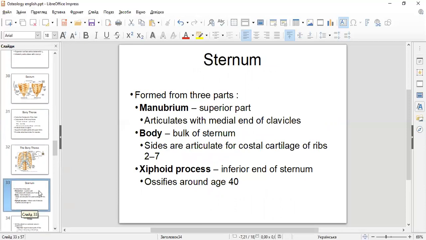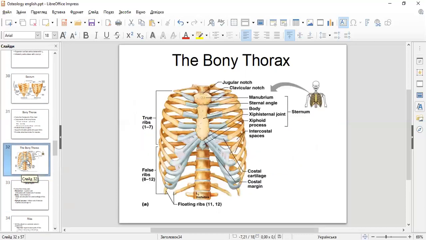Sternum is formed from 3 parts: manubrium, body, xiphoid process. Again, manubrium, body, xiphoid process. Jugular notch, incisura jugularis. Clavicular notch, incisura clavicularis. Rib notch, incisura costalis. Xiphoid process, processus xiphoideus.